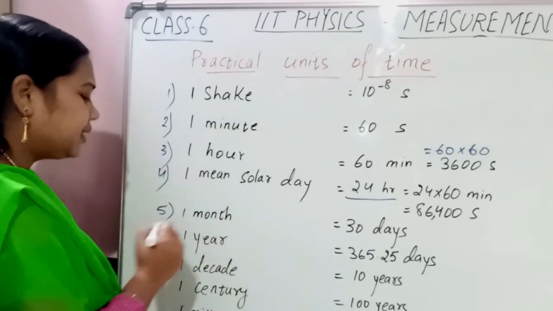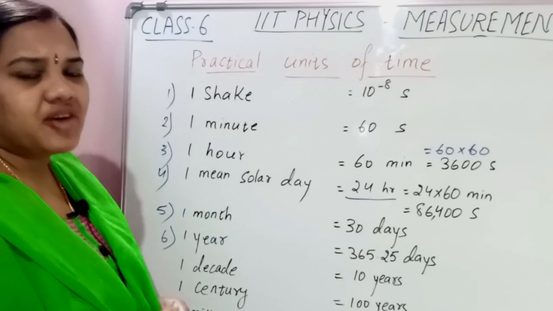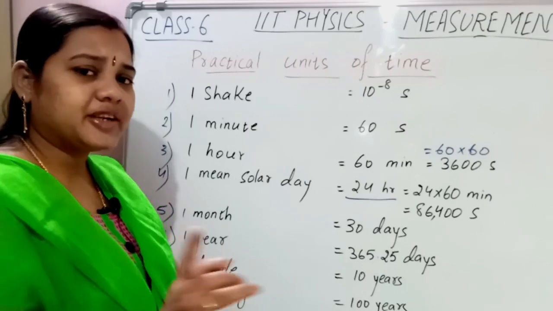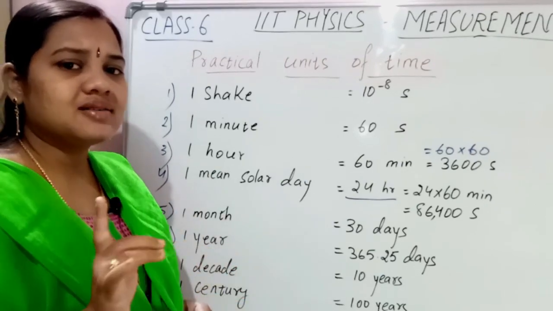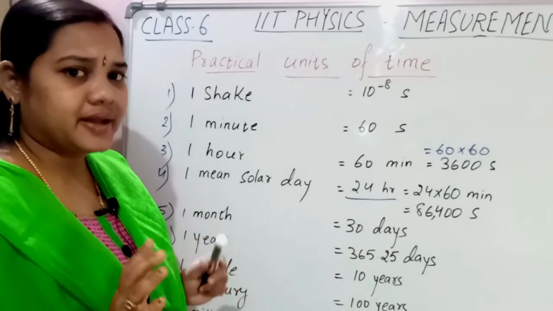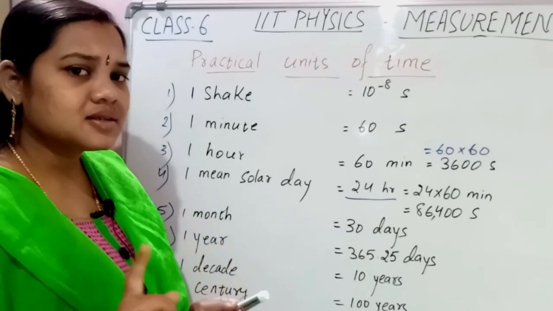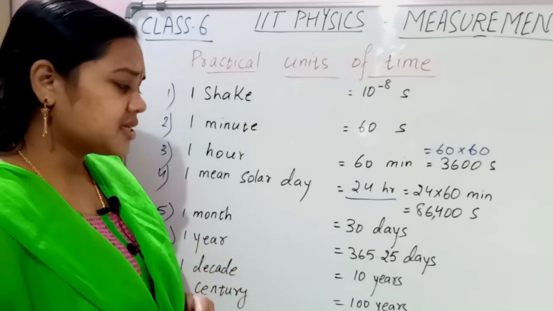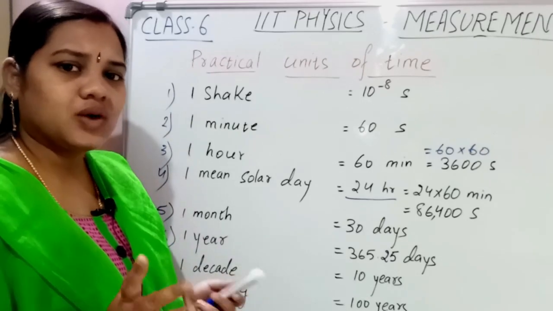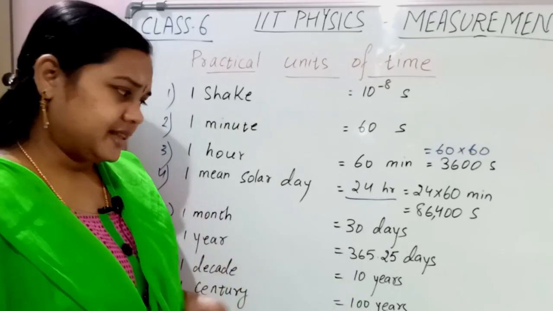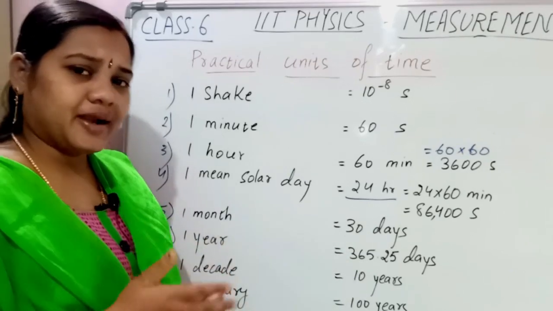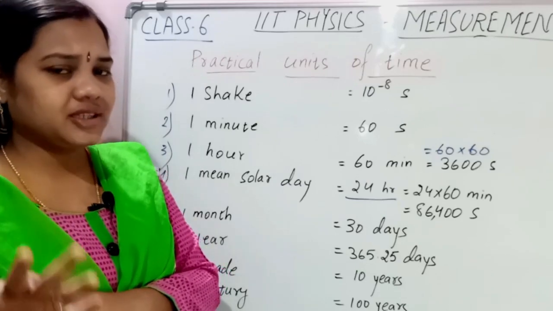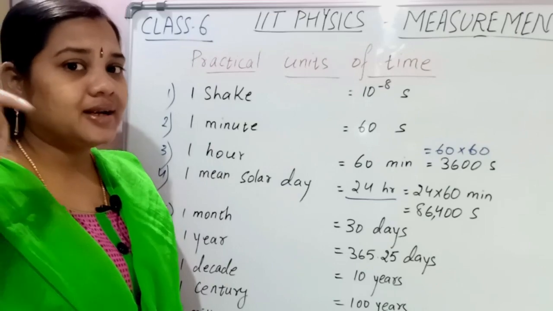Next is the sixth one, 1 year. 1 year is equal to 365.25 days. It's the time that Earth takes to complete one revolution around the sun. So you see, we are considering 1 year equal to 365 days only. Then where is that 0.25? Every year there is 0.25, and in the fourth year it becomes 1 day. So that is what? Leap year.